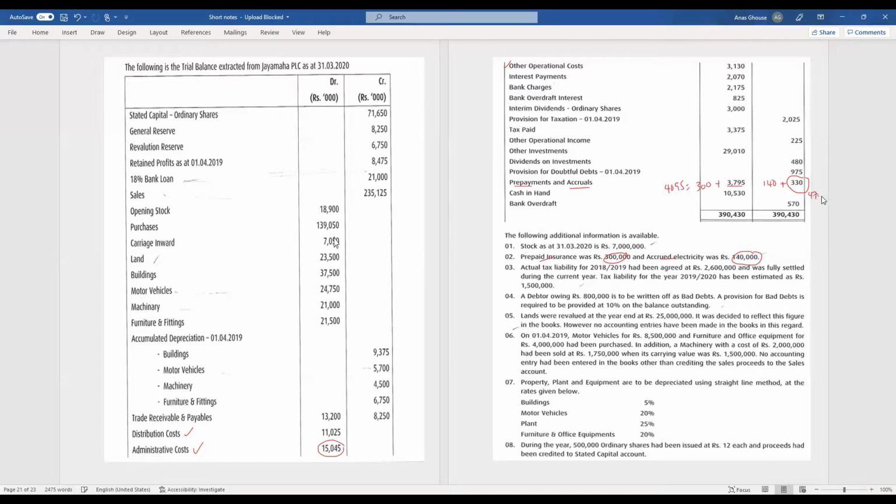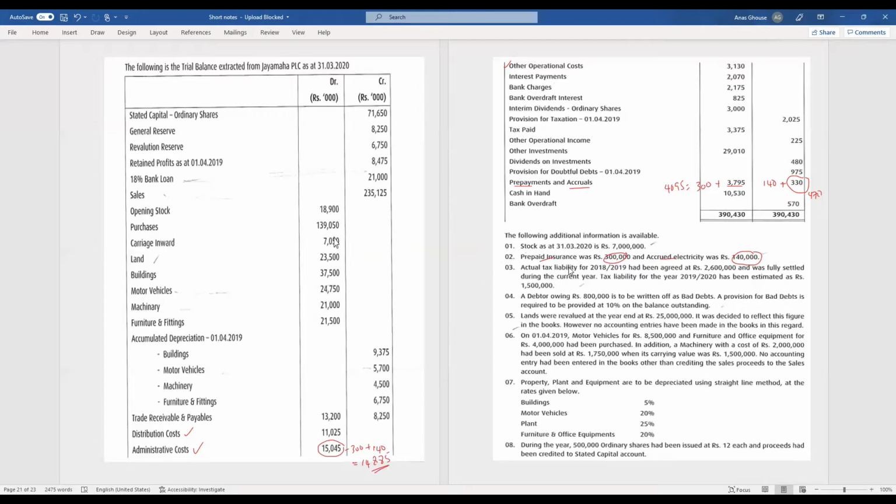You need to take these totals to the financial position. Since these are prepayments, your expenses should reduce, and since these are accruals, your expenses should increase. So we will deduct 300,000 from here and add the accrued electricity 140. Thereby this total will be 14,885.